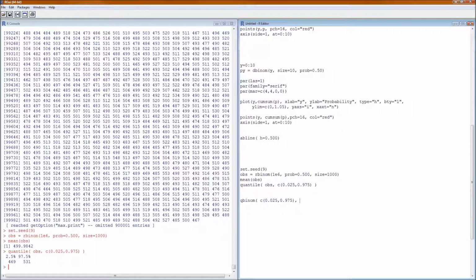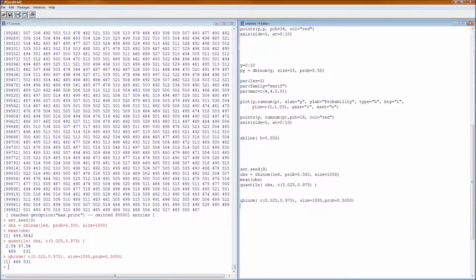But since we're doing it for the binomial, we have to specify the parameters of this binomial. We're flipping the coin 1,000 times. If I can type. And we're hypothesizing that the coin is fair. So calculating it exactly, the 95% confidence interval is from 469 to 531 inclusive, which surprisingly, or maybe not surprisingly, is exactly what we got from our estimation.